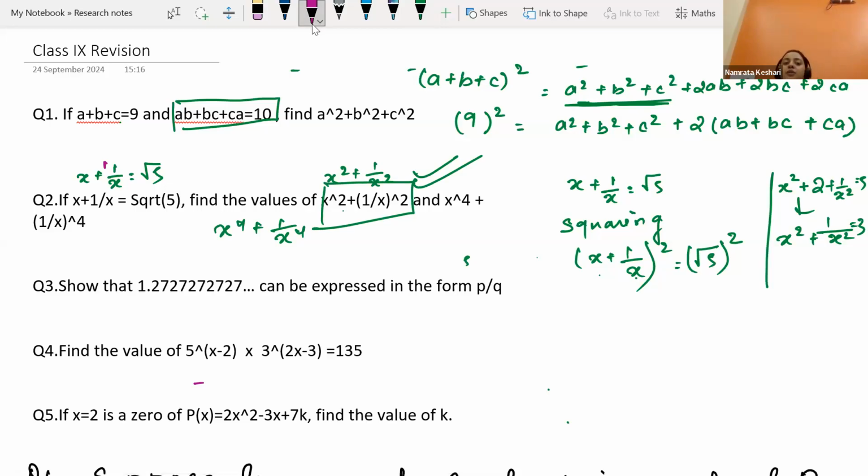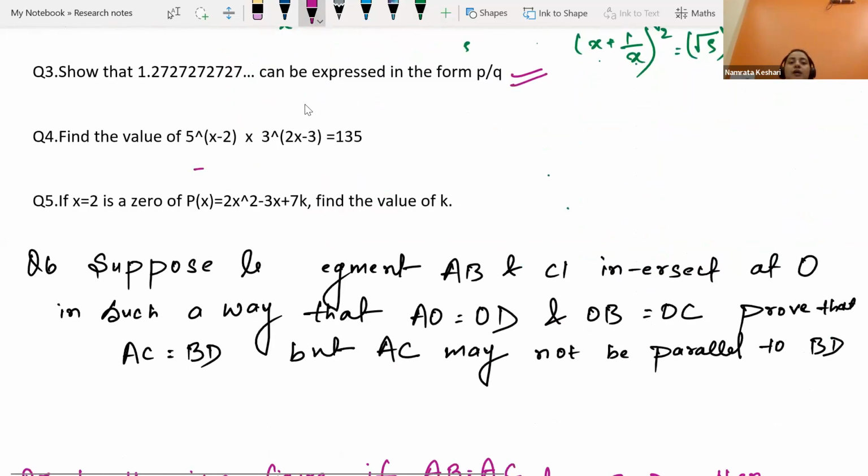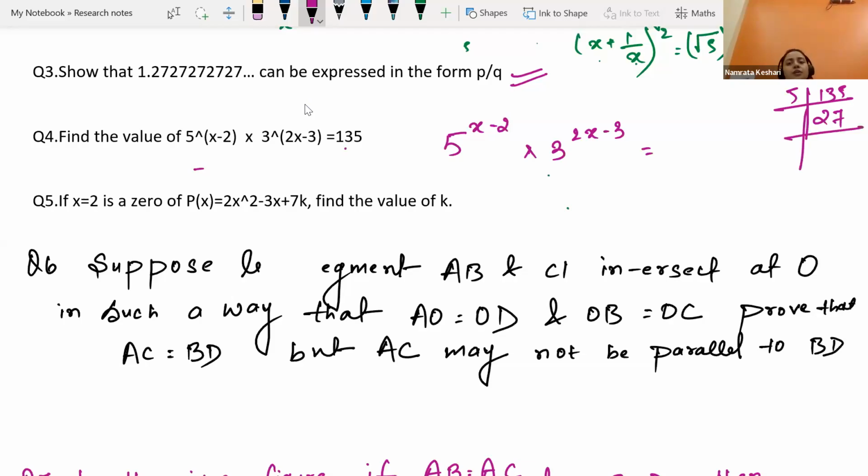This is very simple to write in p by q form. Everyone has already done this one. 5 to the power x minus 2 into 3 to the power 2x minus 3. Now 135 also we can factorize. If you factorize 135, it will be 5 times 27, and 27 means 3 to the power 3.